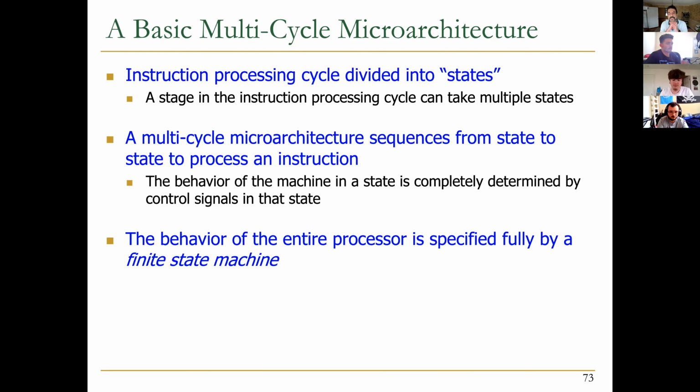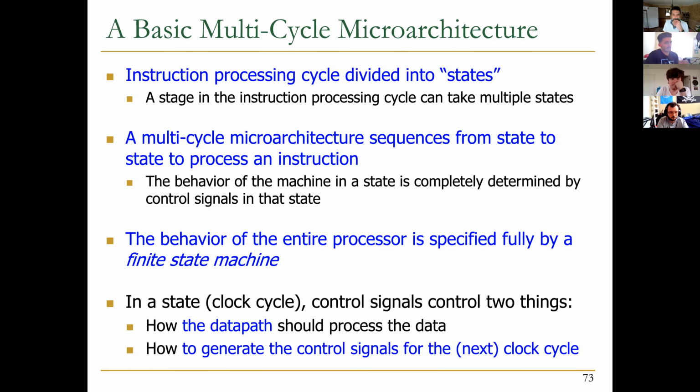And the behavior of the entire processor is specified fully by this finite state machine. So you can imagine that this finite state machine is the key, the main controller, right? So it is the orchestrator of the machine. And this is important. Also, I would like to emphasize, please think throughout this lecture and try to make sense of what we are discussing. And if any part is not clear, stop me and ask me for explanation, because I would like you to understand it very well.